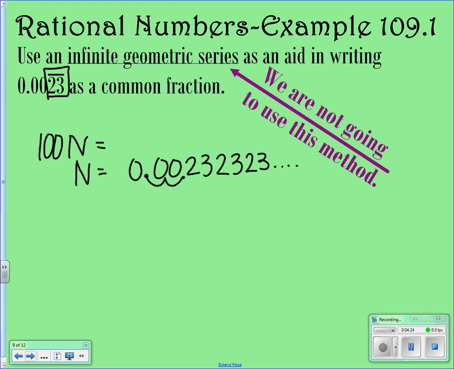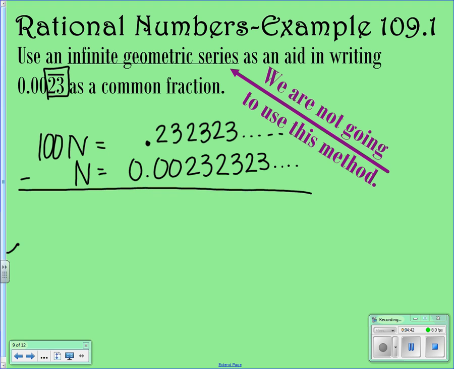Okay? So I'm going to write that number right above, and I want to make sure to line up my decimal place. Okay? So I'm going to have 0.232323 repeating. And so now we're going to subtract these numbers. 100n minus n is 99n.